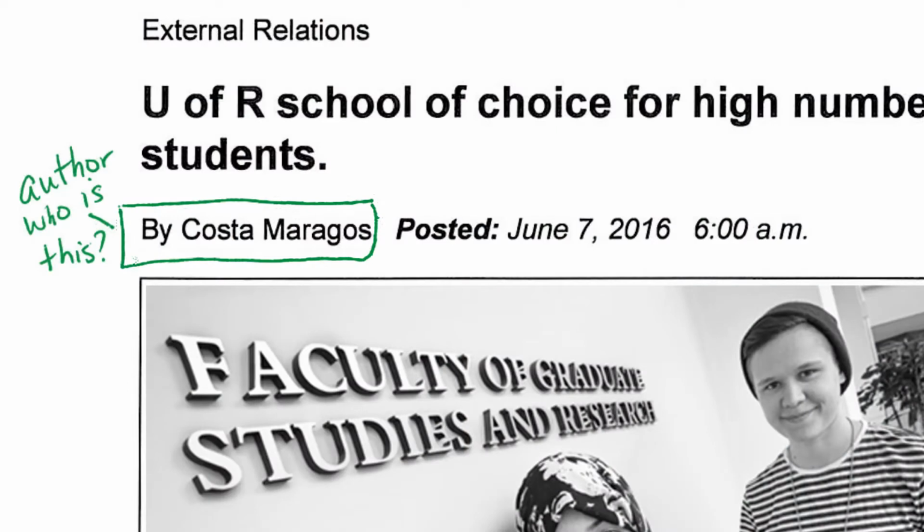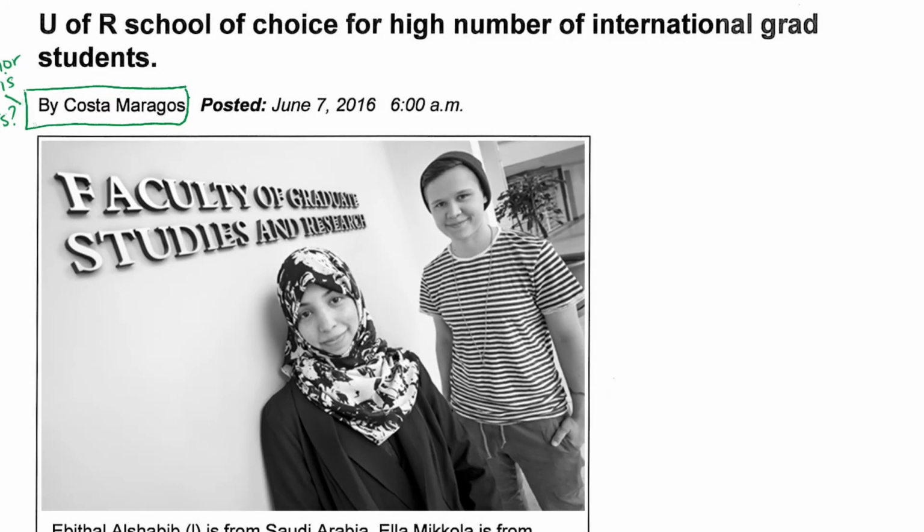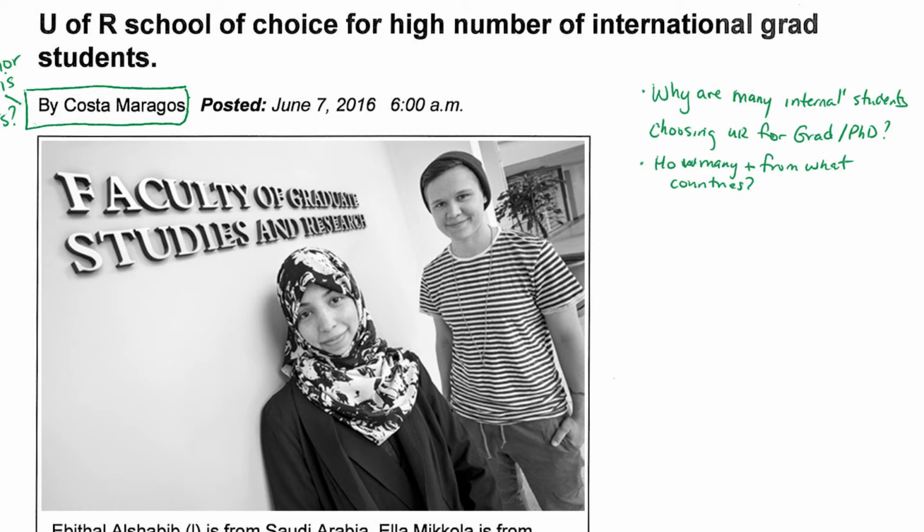In addition, if the author uses sources, we can search them as well. So after we look at the title, visuals, and the author, we can form some questions. In the example article, we may have questions like, why are many international students choosing U of R for grad studies? How many and from what countries?